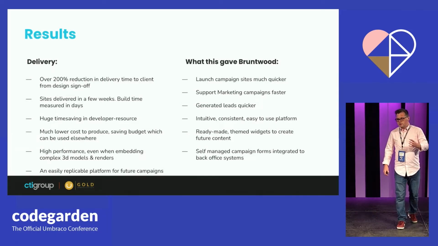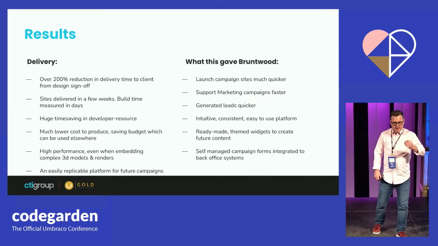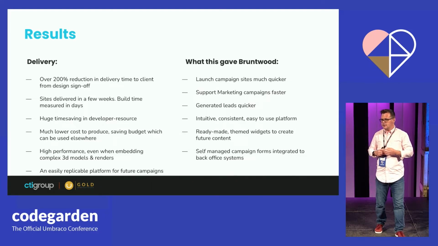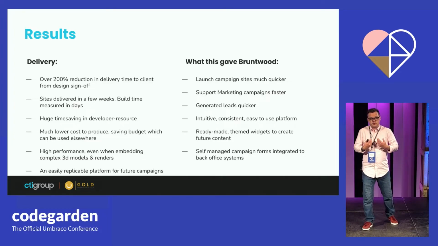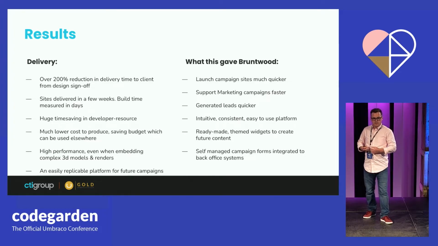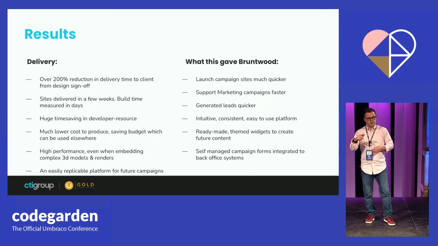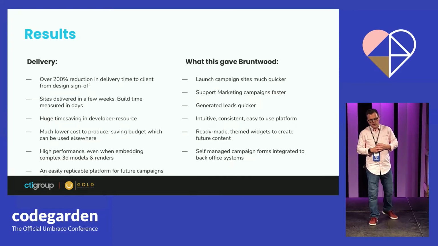So what do the results look like? Because we're all commercial, right? And everything's based on results. Based on a standard Umbraco build, there was well over a 200% reduction in delivery time from the client, from design sign-off to the client, okay? We worked with their internal creative team. We didn't actually do the creative ourselves. We worked with them. But sites were delivered in a few weeks, and the build time is actually measured in days. The few weeks bit is by the time it goes through the process of getting internal sign-off and then putting some content in and testing it and all the rest of it, okay?